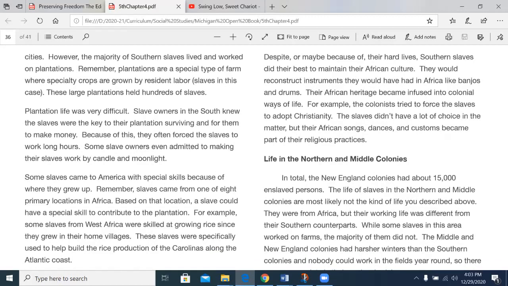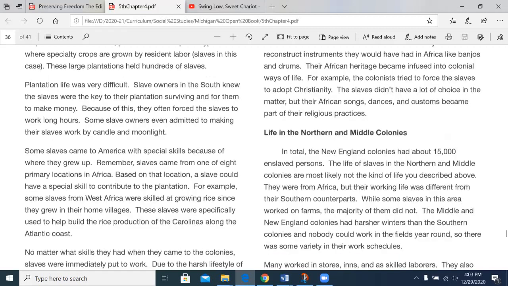Plantation life was very difficult. Slave owners in the South knew the slaves were the key to their plantation surviving and for them to make money. Because of this, they often forced the slaves to work long hours. Some slave owners even admitted to making their slaves work by candle and moonlight.